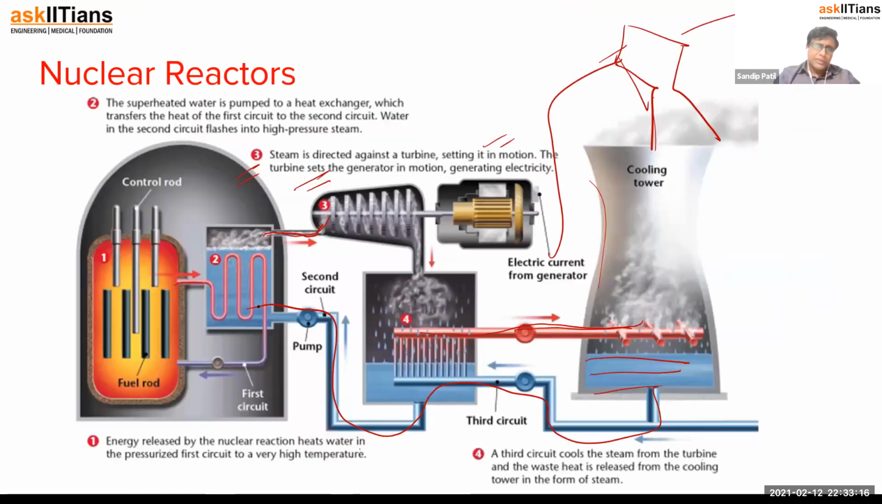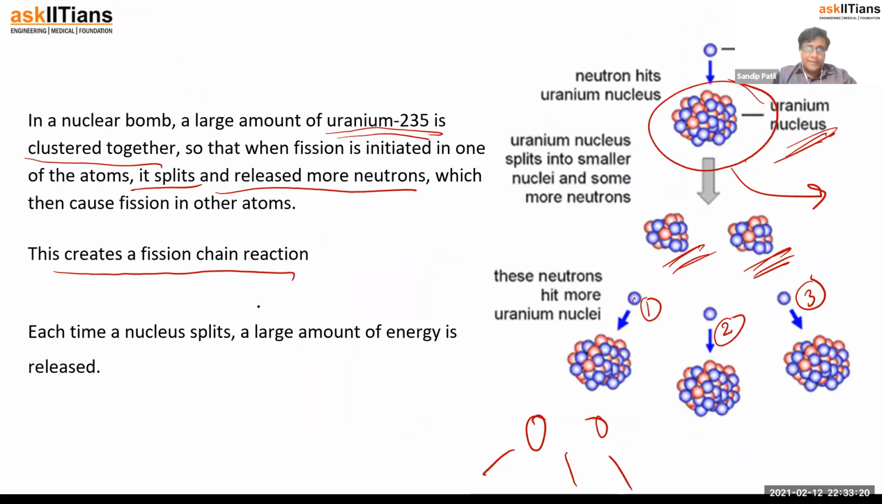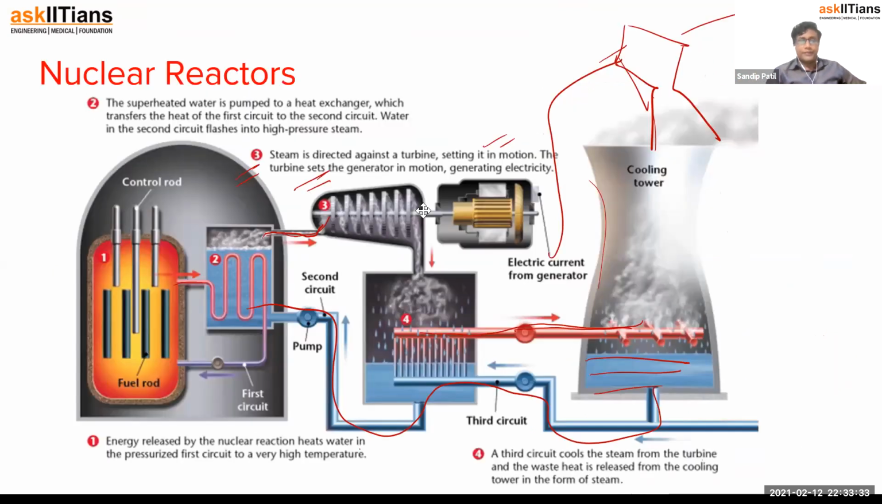So this is nuclear fission we have seen, in which there is a chain reaction, and we have to bombard neutrons on the uranium nucleus, and it is going to generate a lot of energy every time the atom splits. One nucleus splits, a lot of energy it will generate, right?